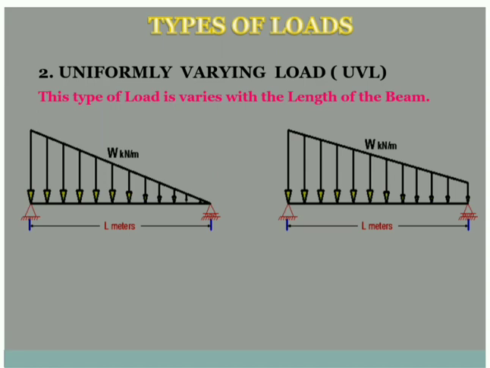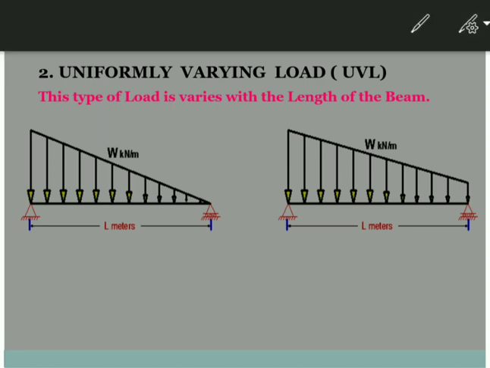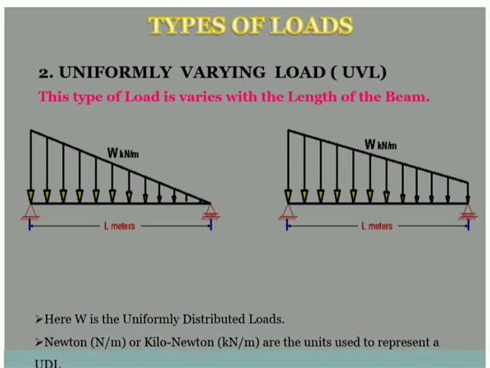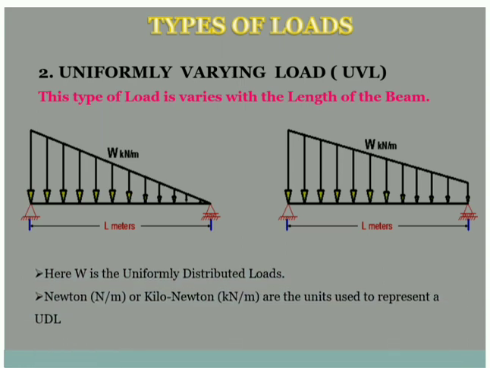So what is a uniformly varying load? It is that type of load which varies uniformly along the span. Here also W kilonewton per meter will be the intensity. Again, as with UDL, UVL also is given by the unit kilonewton per meter or Newton per meter. So understand both these figures. In the next slide, we can try and convert these UVLs into equivalent point loads which are required for analysis.